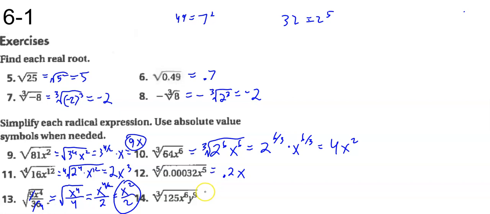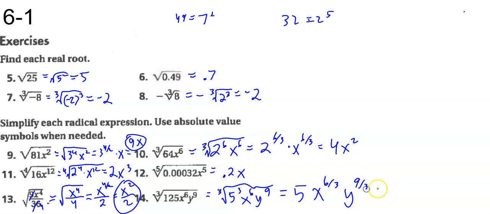And this one, again, do the cube root. So let's do the prime factorization of that. So cube root of, I think that's 5 to the 3rd, x to the 6th, y to the 9th. So now let's simplify that. That would be 5, right? Because this would be x to the 6/3 power and y to the 9/3 power. So you end up getting 5x squared y to the 3rd.